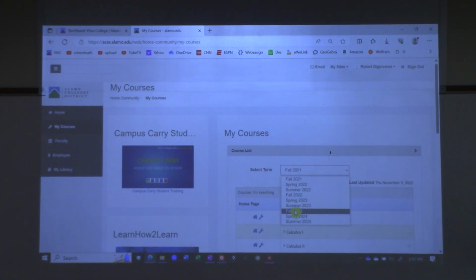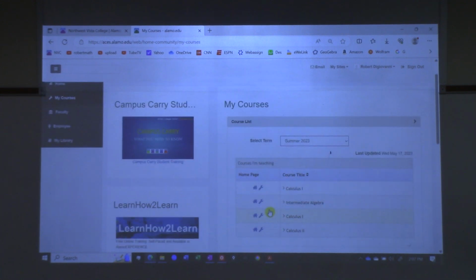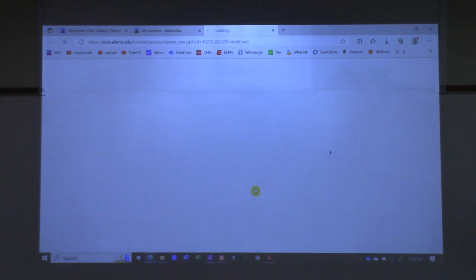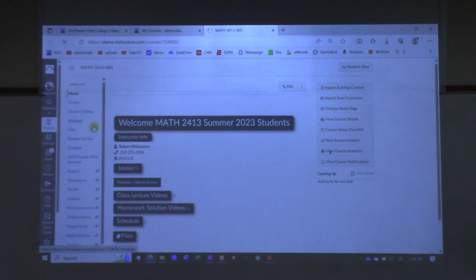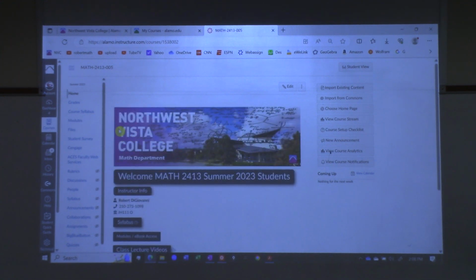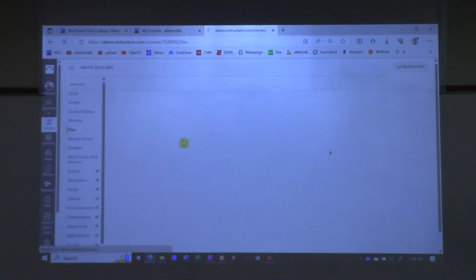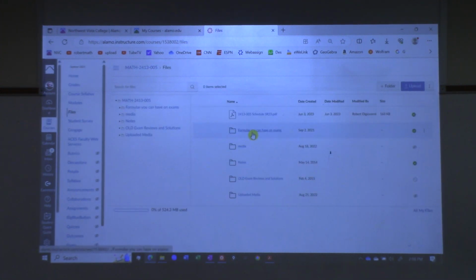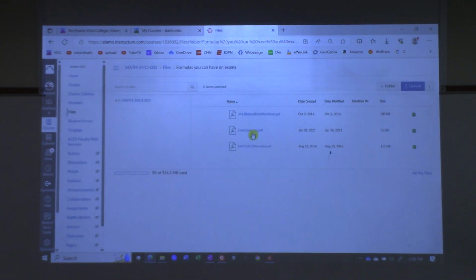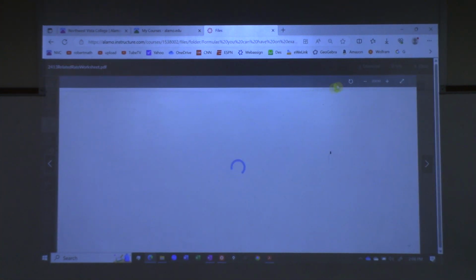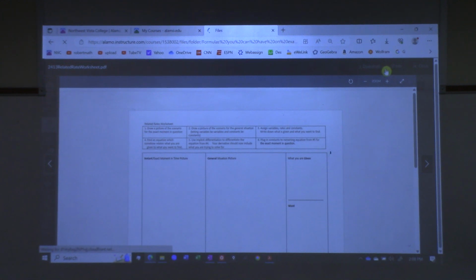Summer. This should be you. Yeah, that's us. Okay, so under your files, formulas you can have on exams, there's this thing called related rate worksheet. I'm going to download it because I'm going to use it today.